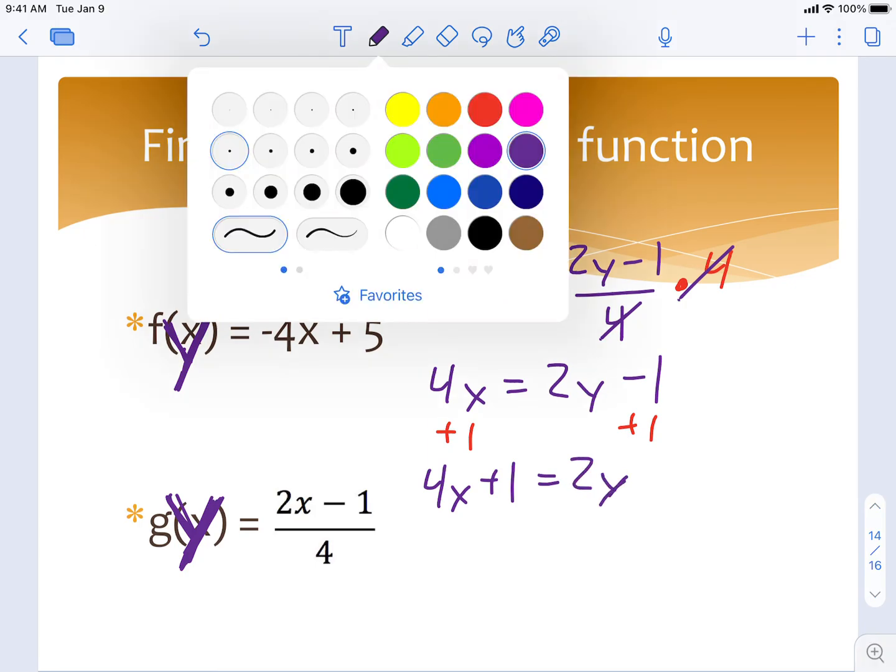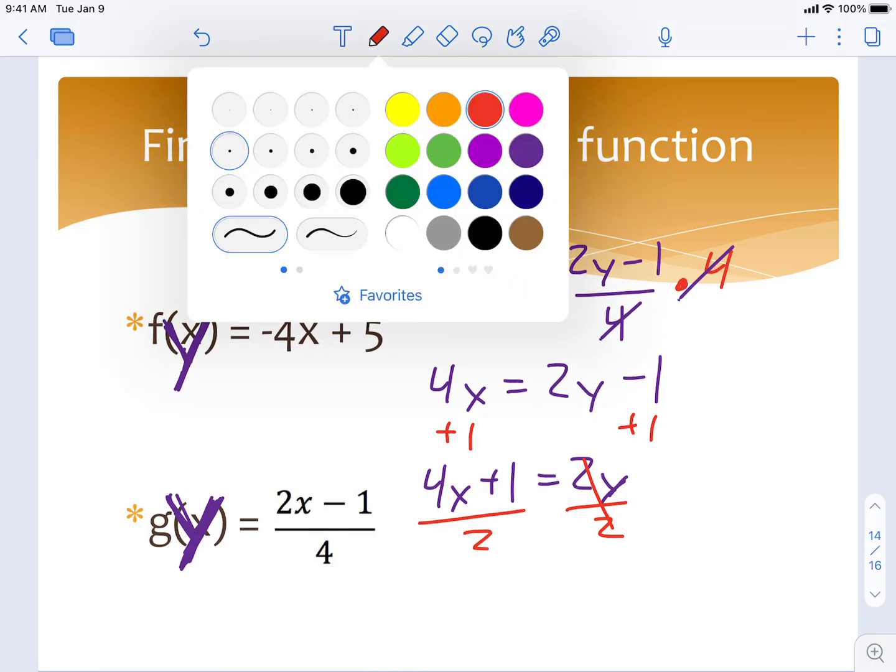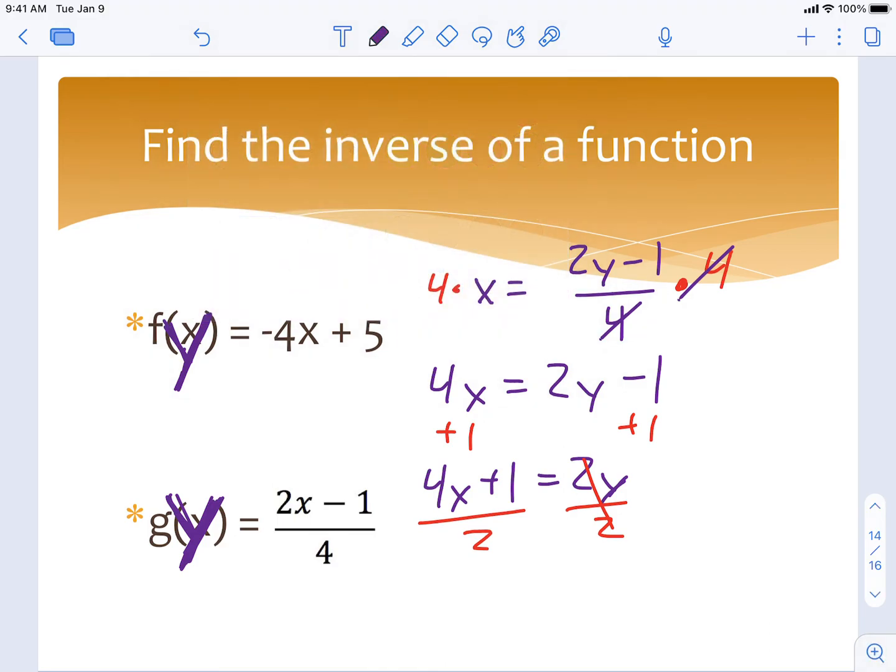We can add that 1 to both sides, and we get 4x plus 1 equals 2y. Again, I want to get rid of that 2. And I could either leave it as 4x plus 1 over 2, or if you want to go the extra distance, we can simplify it. 4x divided by 2 is 2x. 1 divided by 2 is 1/2. So 2x plus 1/2 equals y.